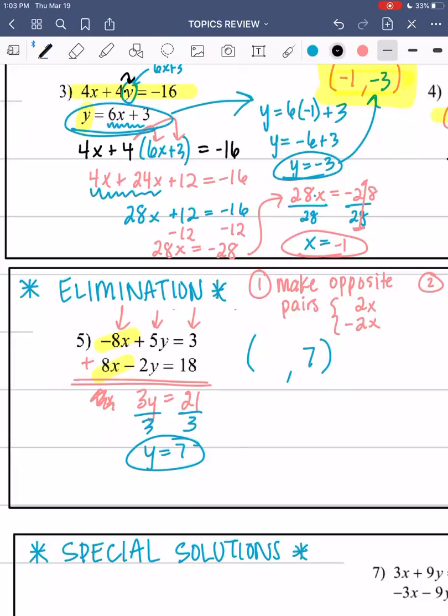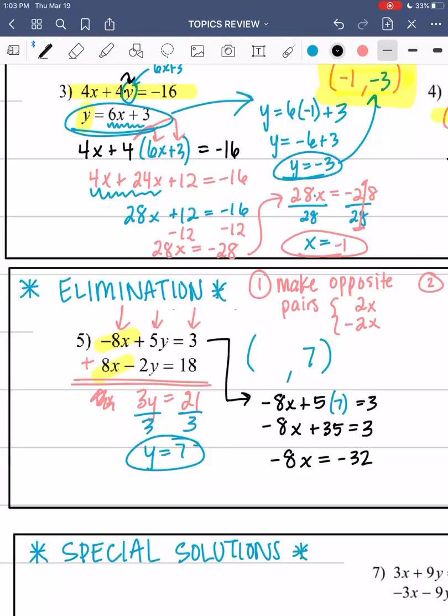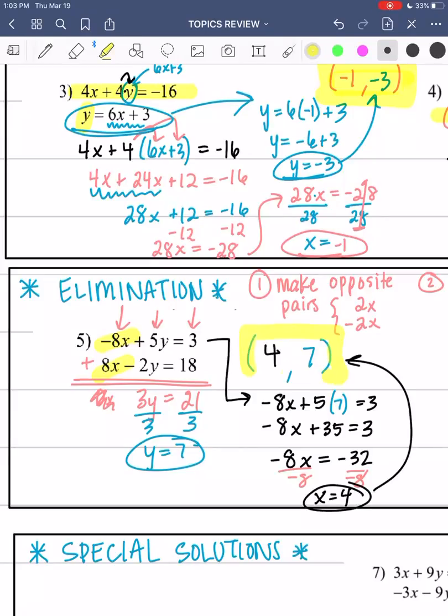So in order to get x, we're going to have to go back to one of our equations. I like to just take the first one every time, because why not? So I have negative 8x plus 5. Well, wait, I know what y is. Y is 7. So I'm going to plug 7 in here. Equals 3. Okay, so we have minus 8x plus 35 equals 3. Subtract the 35, so I have minus 8x. Okay, subtract 35 means we get minus 32. Divide by negative 8. And we end up with x equals positive 4. So our final answer is 4, 7.